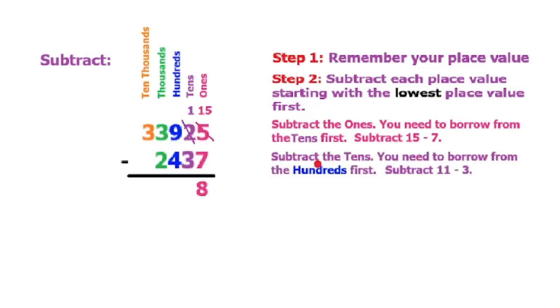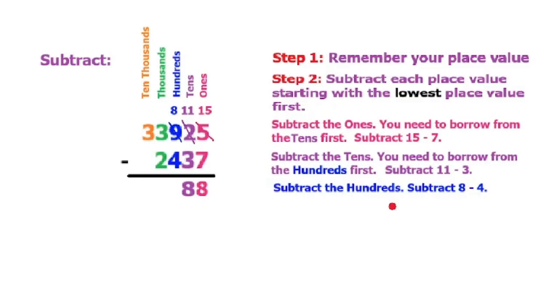Next thing to do is to subtract the tens. So you can't subtract 1 minus 3, right? So you need to borrow from the hundreds first. You have to borrow from here. So what will happen is this 9 becomes an 8 and this 1 becomes an 11. Now you can do the subtraction. 11 minus 3 is 8. And you just keep going.